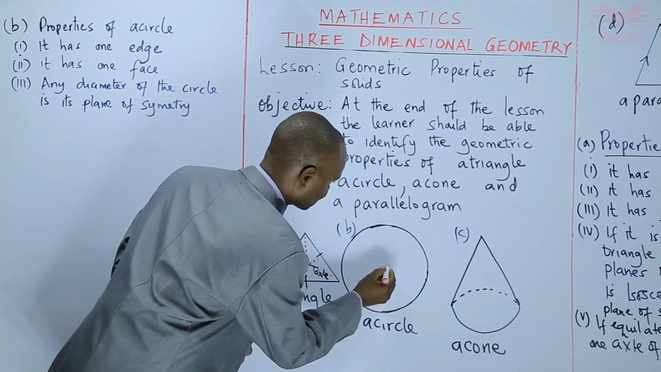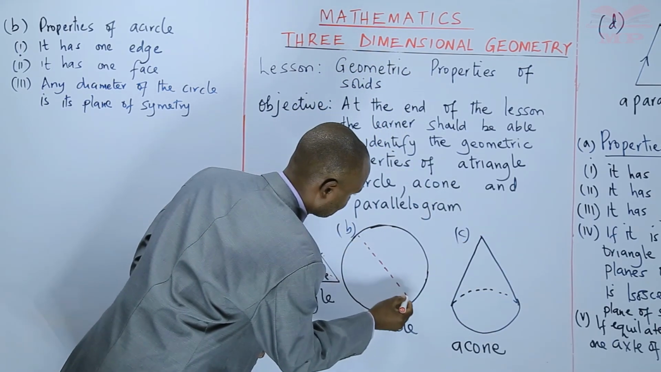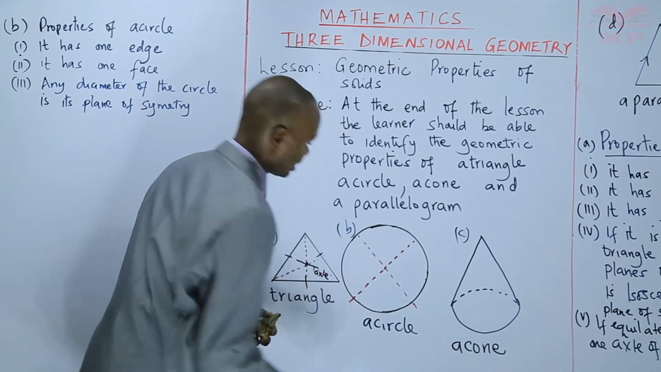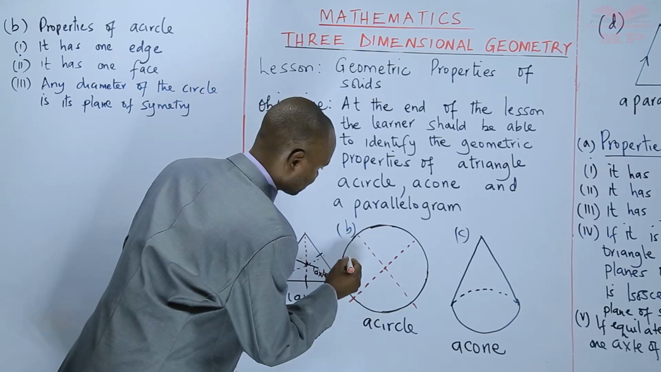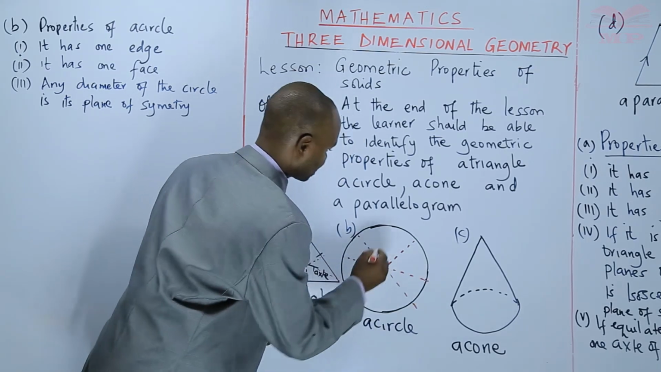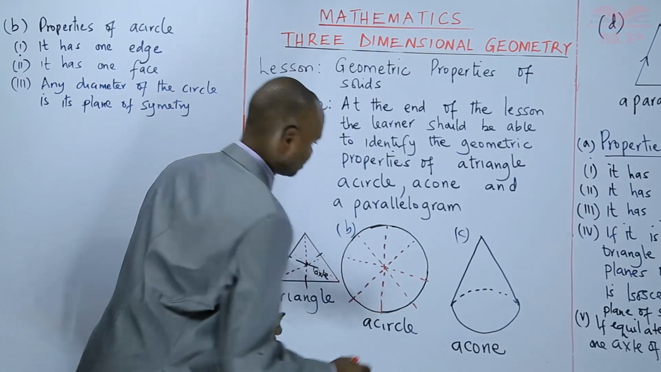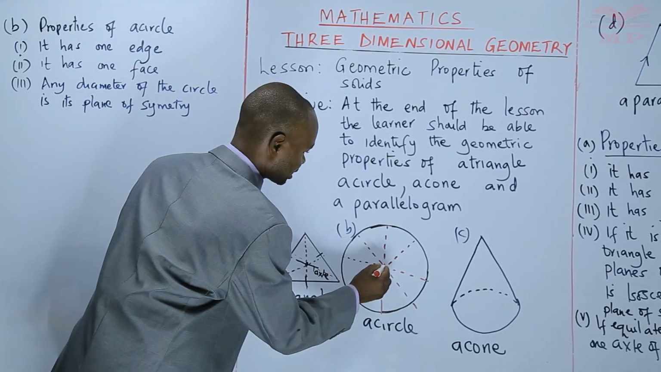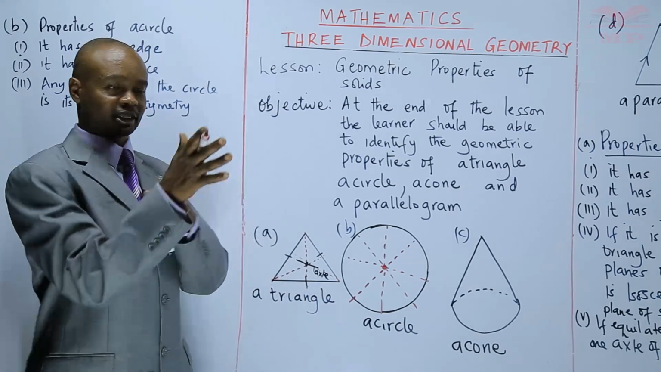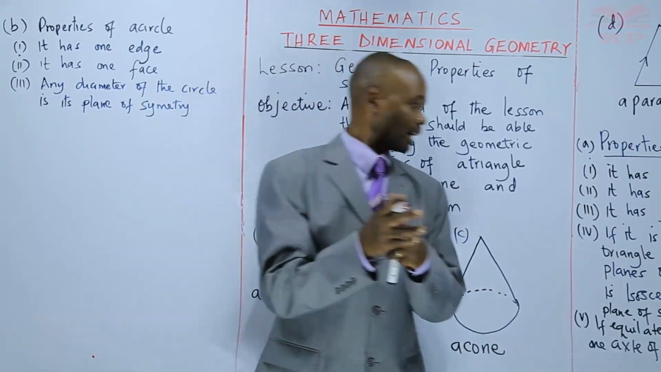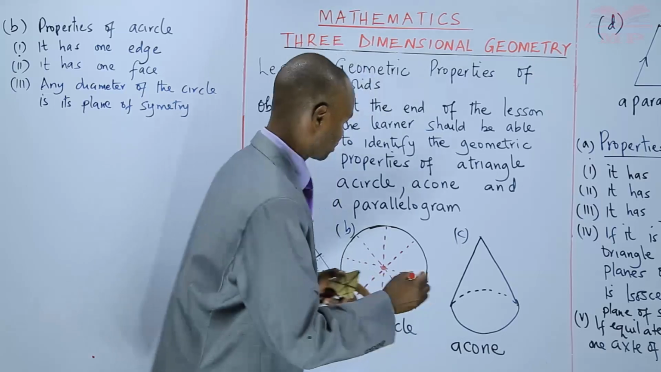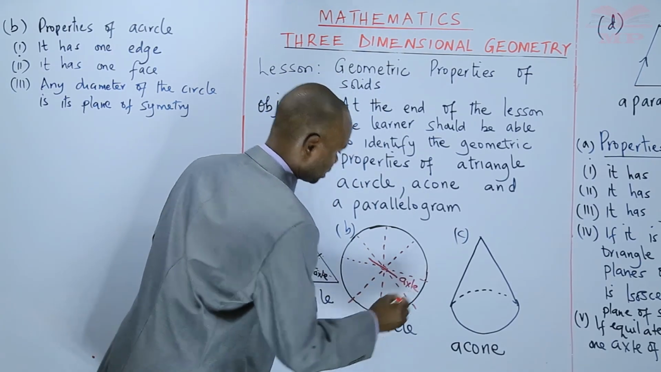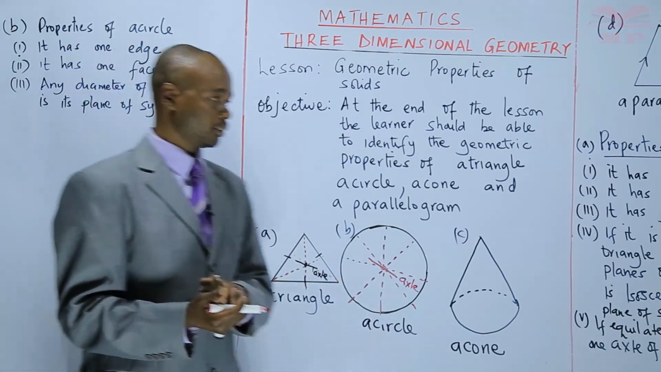So if I have this as the center, that will be a plane of symmetry. Another diameter there, a plane of symmetry. Those are planes of symmetry. And what do you realize? These meet at a particular place. Where the planes of symmetry meet, you can actually fix an axle. You can come out with an axle of rotation.